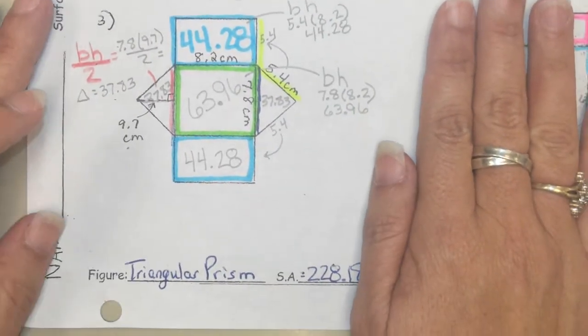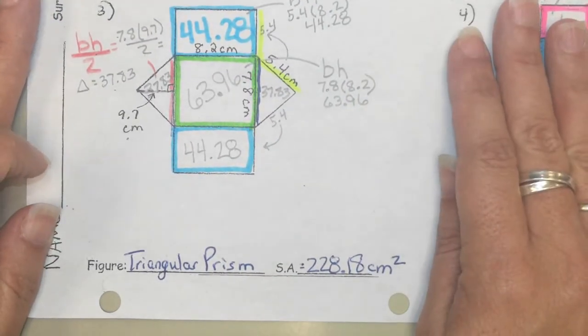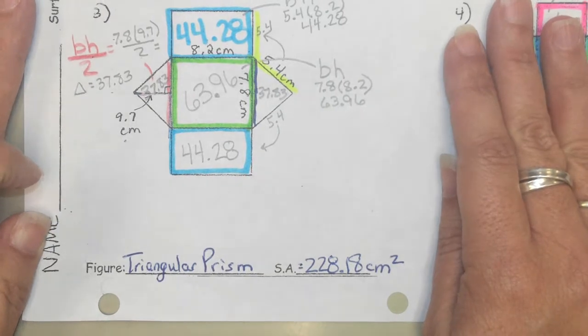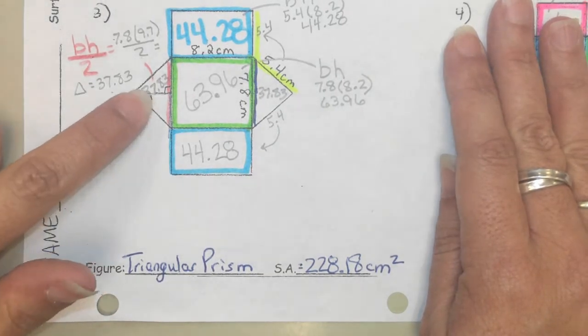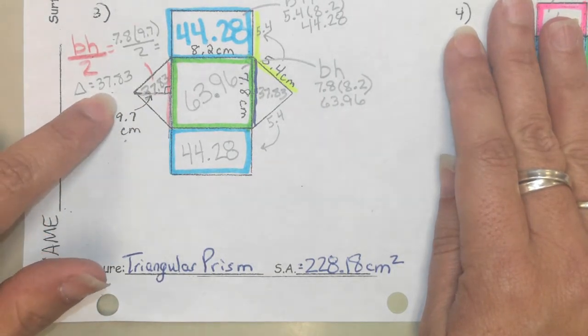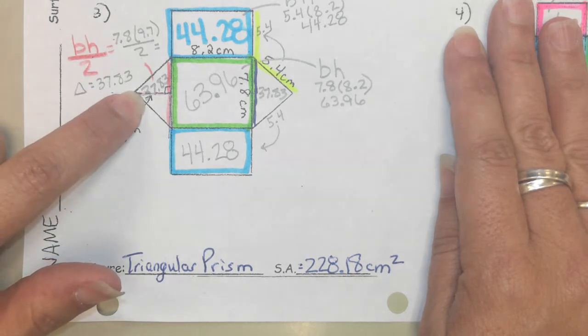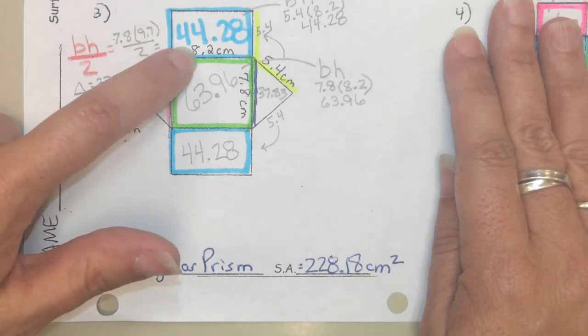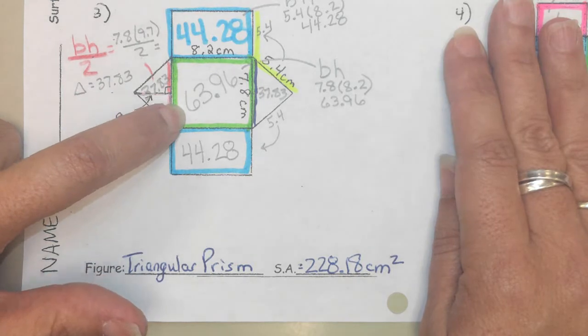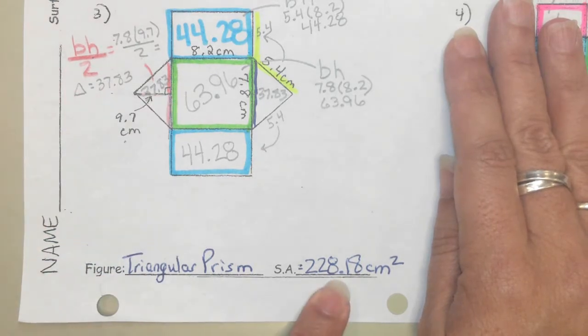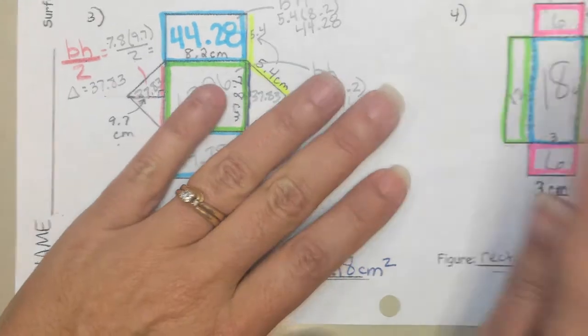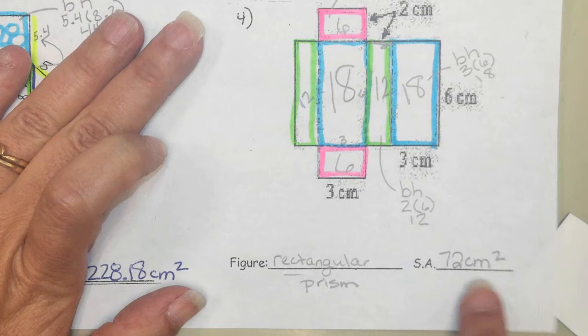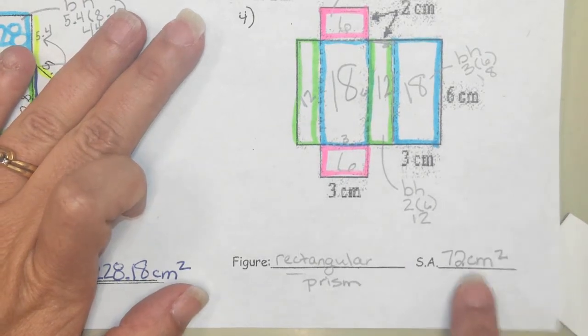Okay, number 3. It is a triangular prism. Be careful on triangles because you got to divide by 2. So I got 37.83 on these triangles, 44.28, 63.96. Add it all up to 28.18 centimeters squared. And number 4. Okay, 72 centimeters squared.